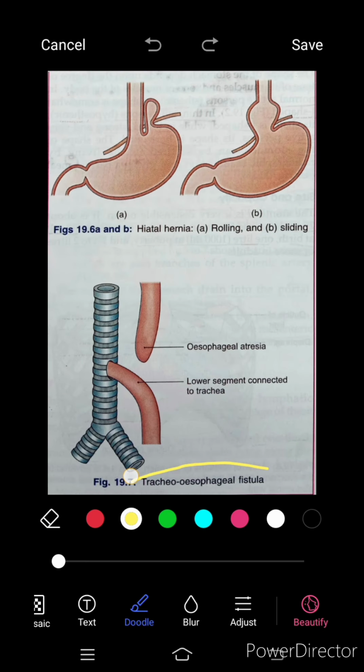Tracheoesophageal fistula. At times, the separation of trachea and esophagus may not be complete. Proximal segment ends in a blind pouch and a distal segment communicates with trachea. Here we can see the figure of tracheoesophageal fistula, where the separation of trachea and esophagus is not complete and the proximal segment ends in a blind pouch and the distal segment communicates with trachea. The proximal segment is also known as esophageal atresia.